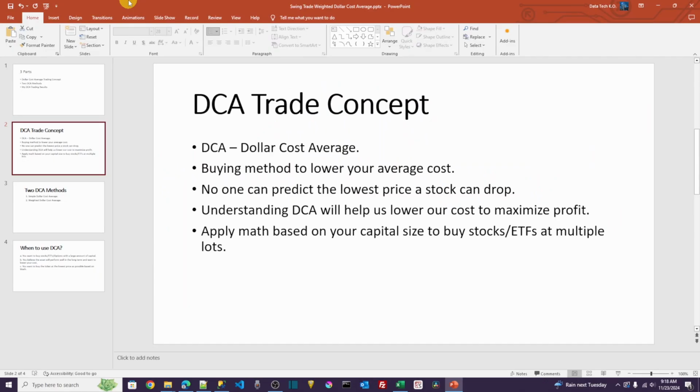DCA is an acronym for dollar cost average. DCA is a buying method to lower your average cost. Like I said before, no one can predict the lowest price a stock can drop. By implementing dollar cost average, it will allow us to guesstimate the lowest cost as possible. So understanding DCA will help us lower our costs, therefore maximize our profit. This involves applying a math formula based on your capital size to buy stocks, ETFs, or options at multiple lots.